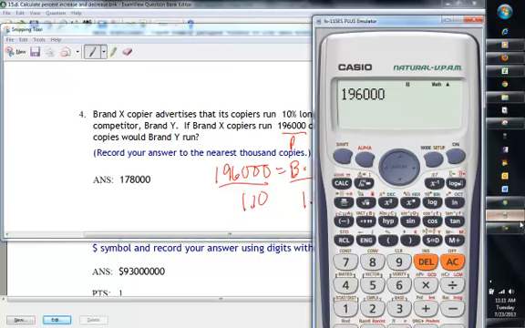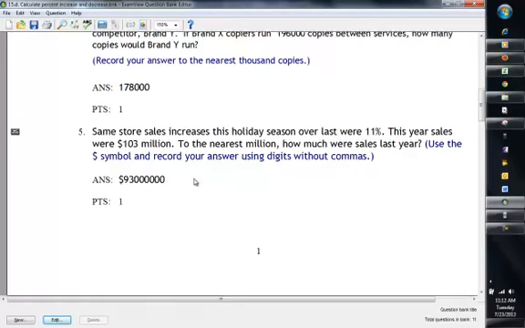196 over 1.10 is 178,000 copies, rounded to the nearest thousand.